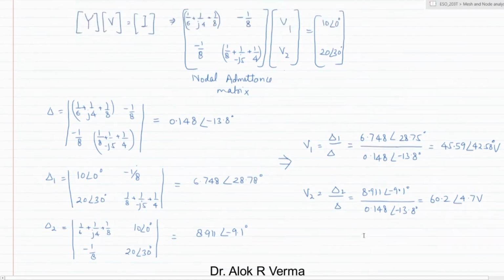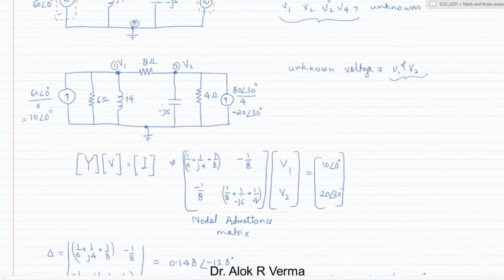Now we know V1 and V2, so we can know all the currents using Ohm's law. The current which is going here, here, here, current anyway is coming here. So we know all the currents in different branches, and this is how we are going to apply nodal analysis in AC circuits.